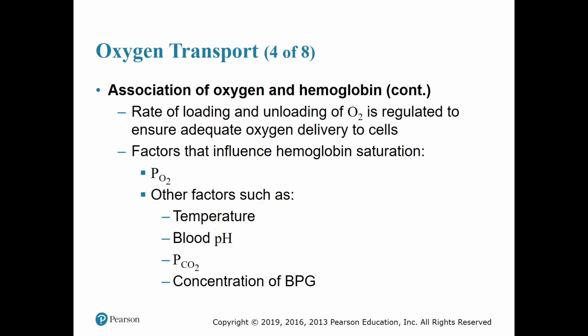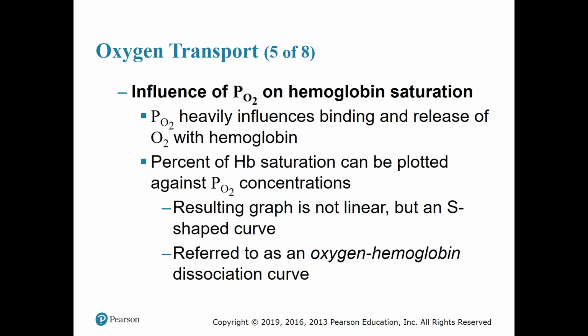The rate of loading and unloading of oxygen is regulated to ensure adequate oxygen delivery to cells, and there are several factors that influence hemoglobin saturation. One would be the partial pressure of oxygen, and other factors include temperature, blood pH, partial pressure of CO2, and concentration of BPG. So let's look at the influence of the partial pressure of oxygen on the hemoglobin saturation.